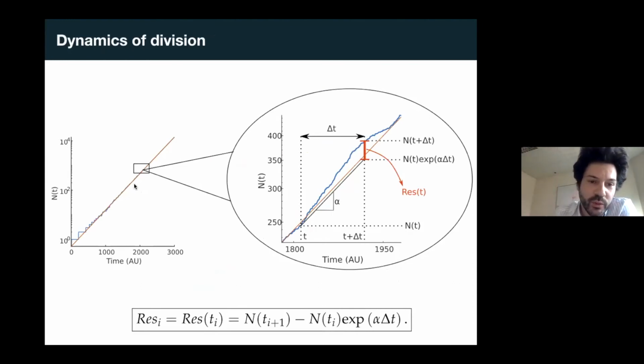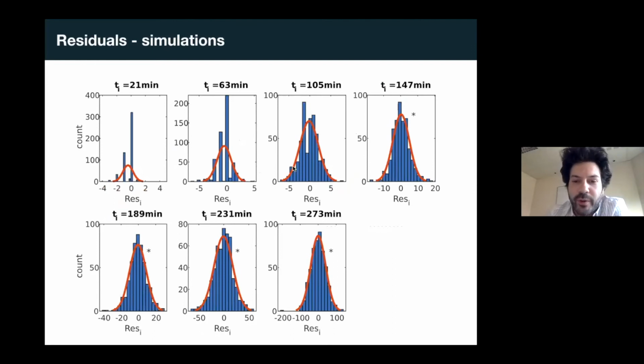And so what we do is that this is a simulation of the number of cells in a colony as a function of time. And we look at what Antoine called the residuals. So the residuals are the number of cells at a time t plus delta t minus the number of cells that there should have been if there were no noise, which is the number of cells at t times exponential alpha delta t. So you look basically at the difference between your experimental curve and the pure exponential, and that's a residual. And you can look at this at different times. You have to choose your delta t correctly so that it works well. But basically, you take a division time roughly, and what you see is that as time goes by, the residuals are normally distributed.